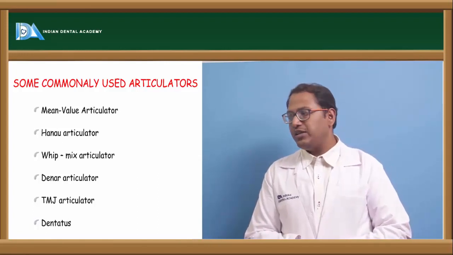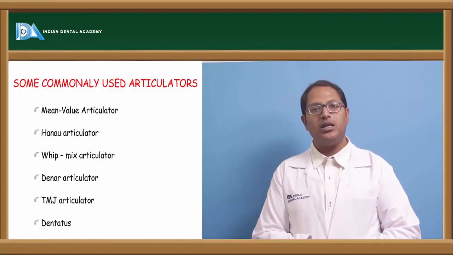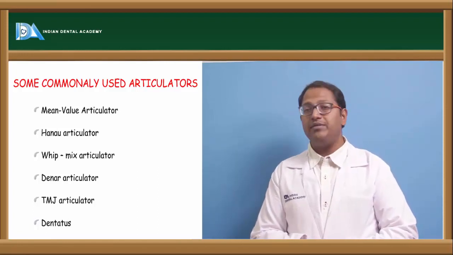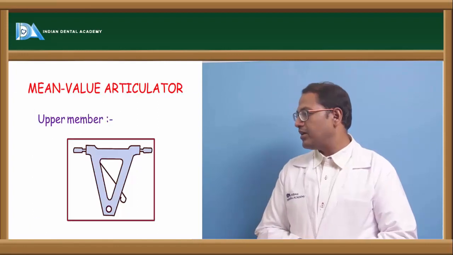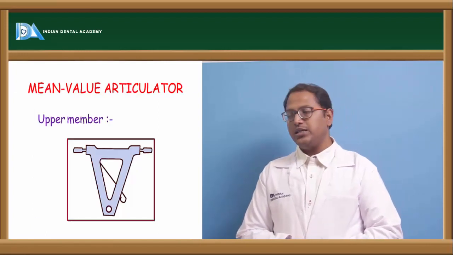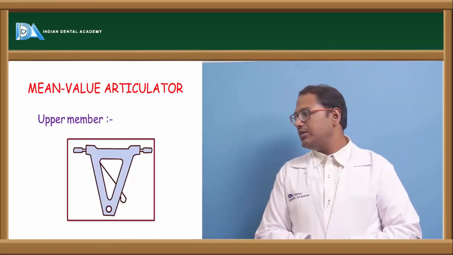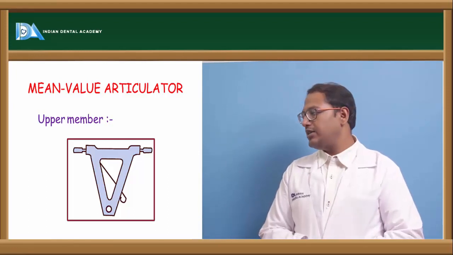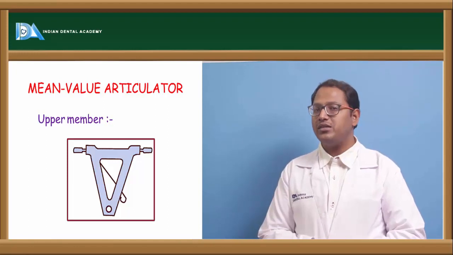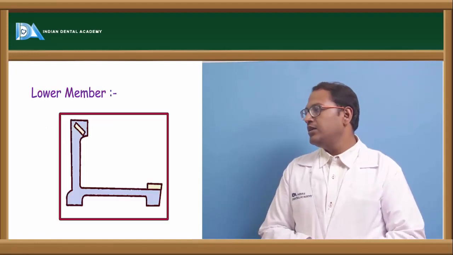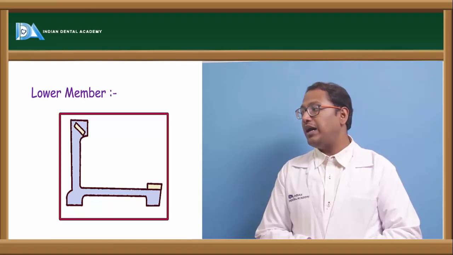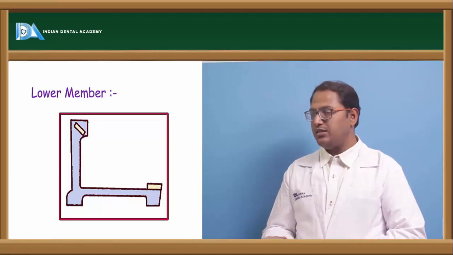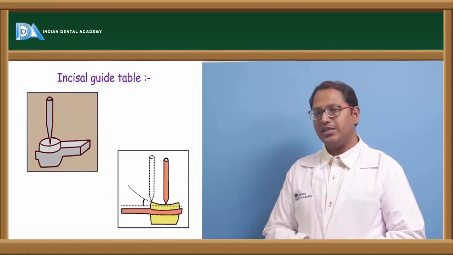Hanau articulator, different Hanau articulators are there. Hanau H2 wide view. We have Whip Mix, Dentatus, TMJ articulator. We have Dentatus articulators as well. So this is a mean value articulator, different parts of a mean value articulator. A mean value articulator is a type of non-Arcon articulator. As we can see, the condylar element is in the upper member. We have a lower member with the condylar path engraved in it, where the condylar element is going to travel. So this is another kind of non-Arcon articulator.